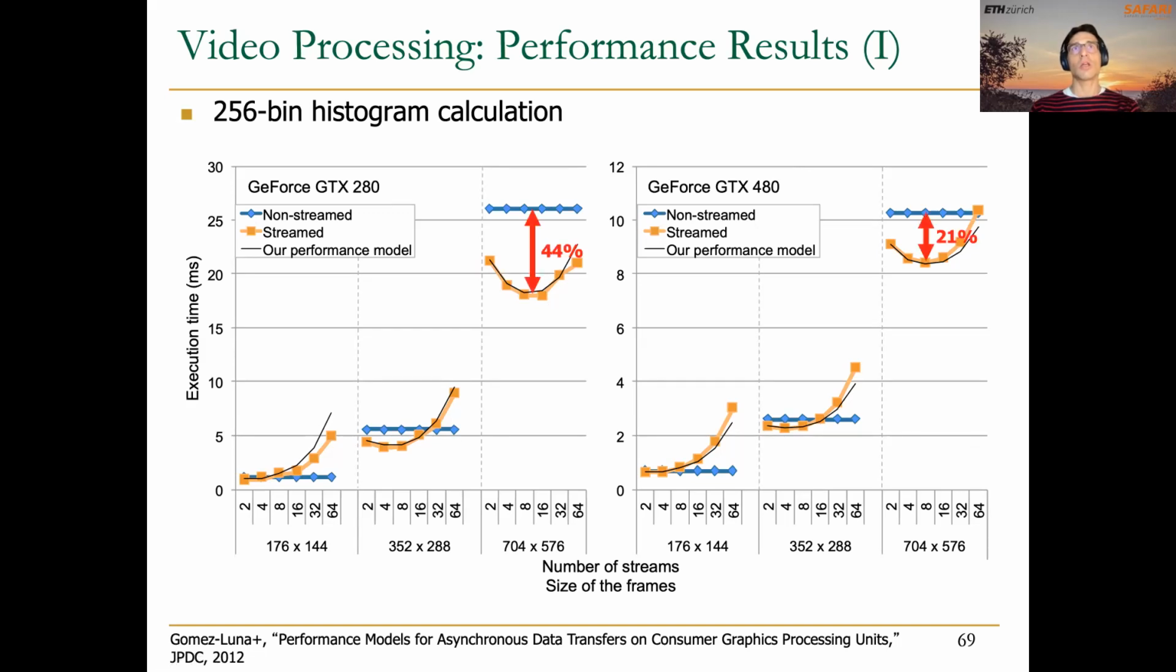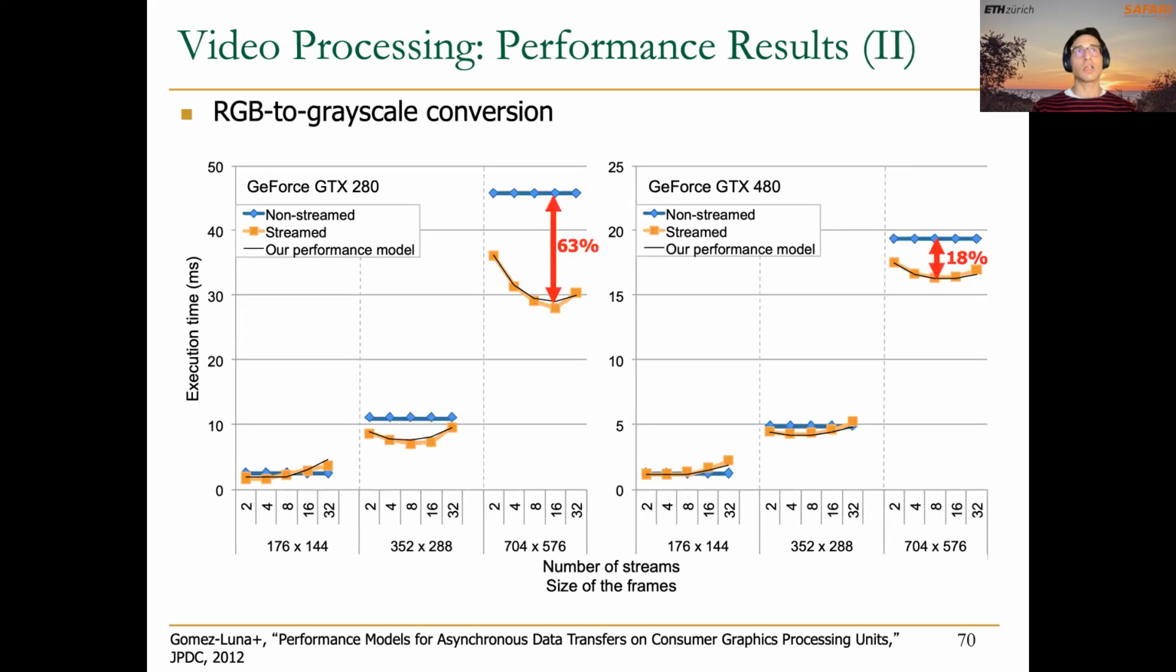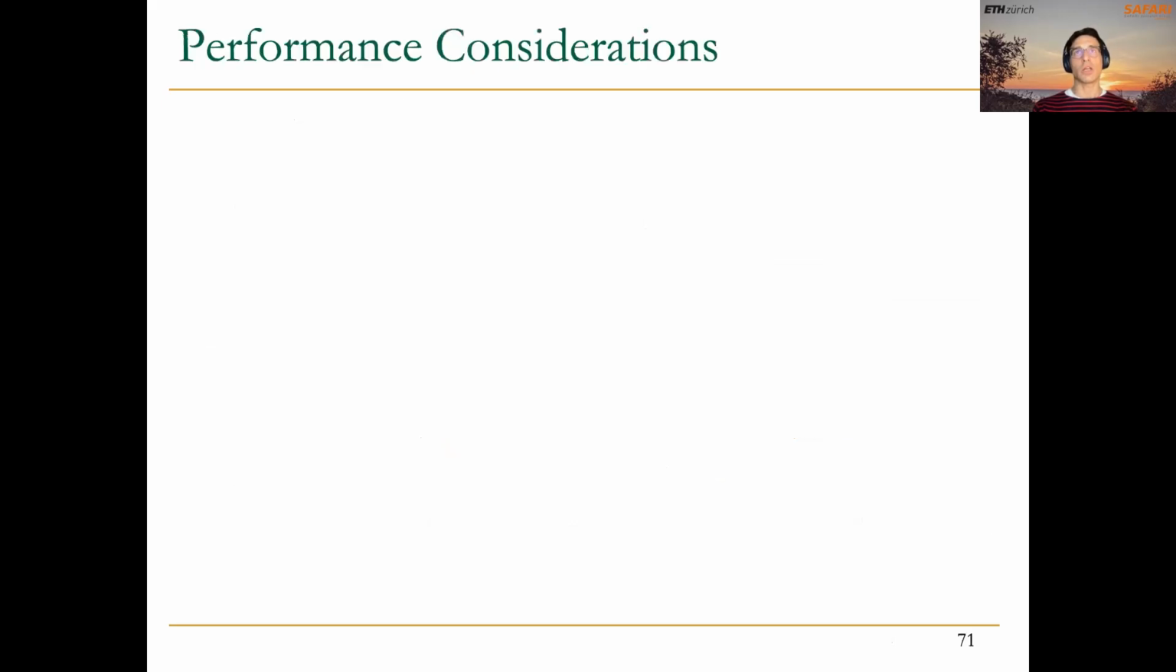And you can see what large performance improvements we could achieve. This is on quite old GPUs, GTX 2080 or GTX 4080, but as you see, 44% or 21% performance improvement, including kernel execution and including data transfers, of course, that we could achieve by using the optimal number of streams. And here you can see another example. This is RGB to grayscale conversion, also for frames of a video, and as you see, performance improvements of up to 63% in one case and 18% in another case.